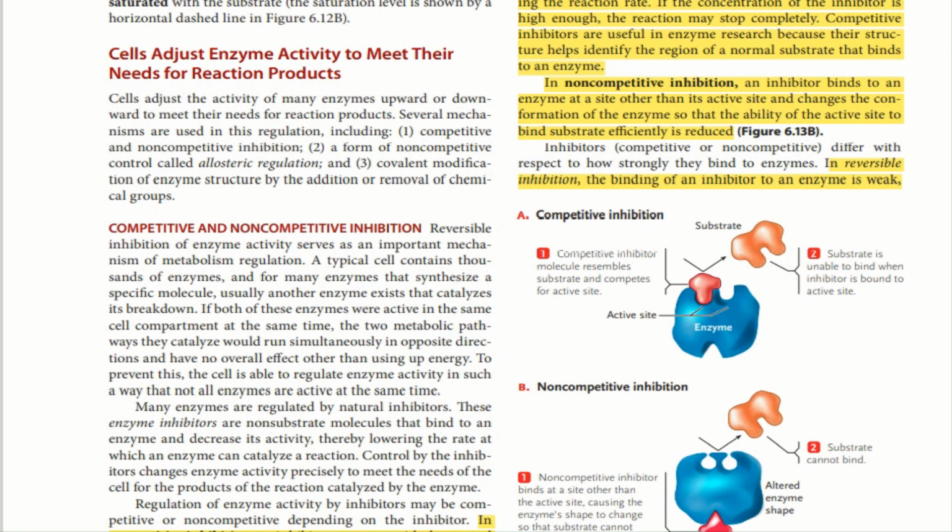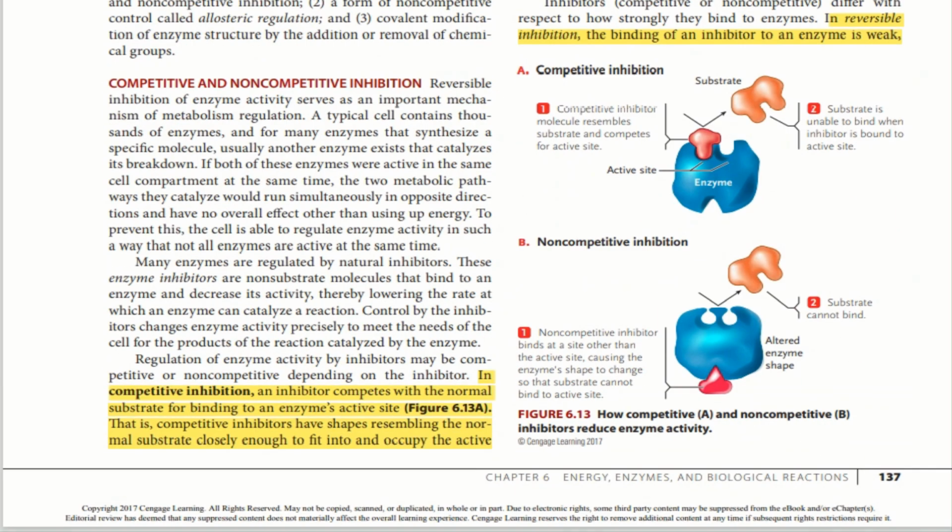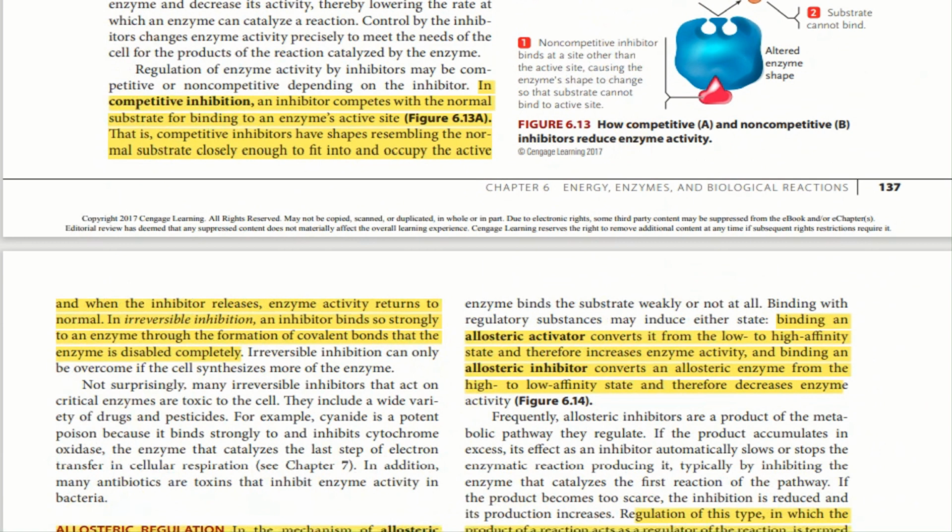Inhibitors, either competitive or non-competitive, differ with respect to how strongly they bind to an enzyme. In reversible inhibition, the binding of an inhibitor to the enzyme is weak, and when the inhibitor releases, enzyme activity returns to normal. In irreversible inhibition, an inhibitor binds so strongly to an enzyme through the formation of a covalent bond that the enzyme is disabled completely.